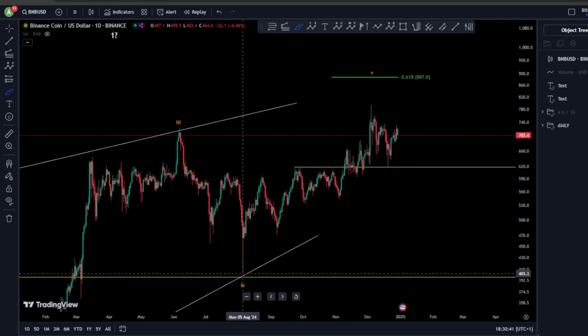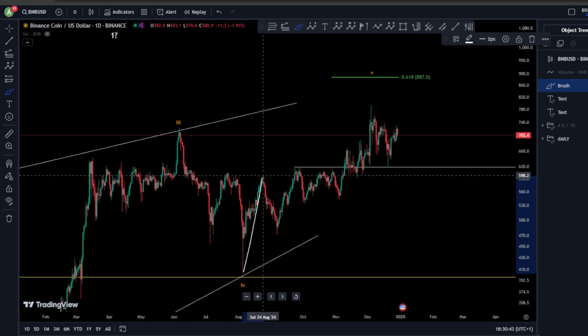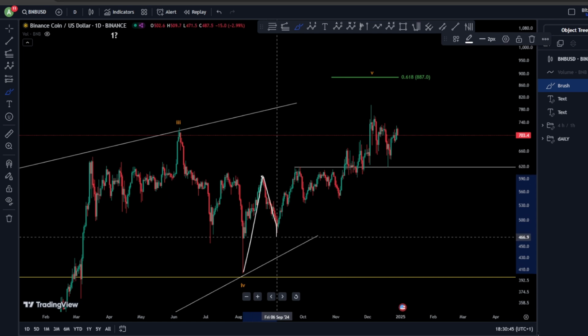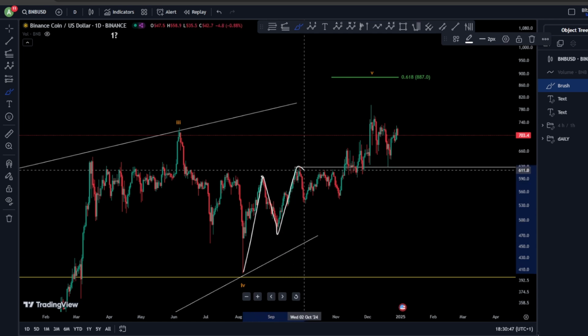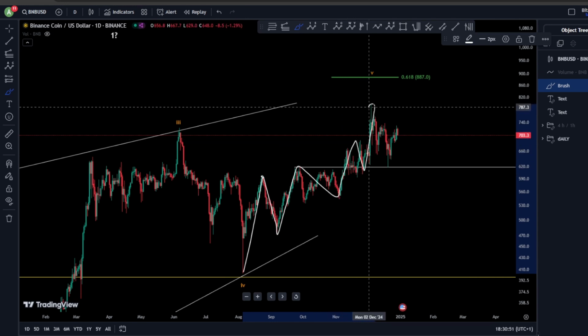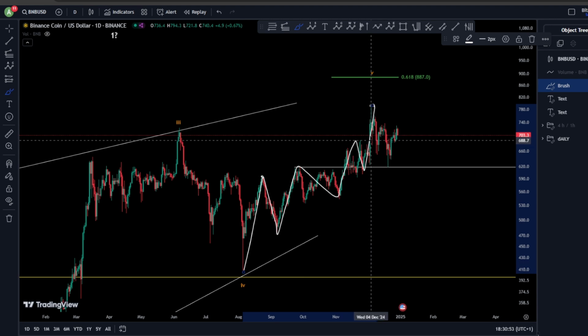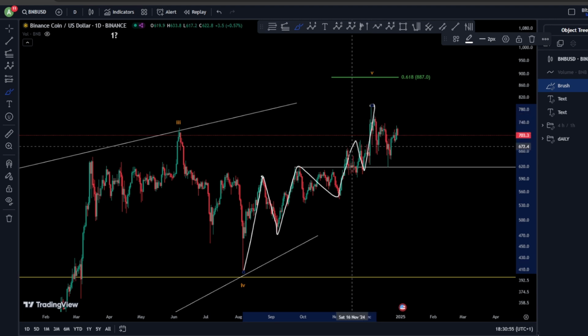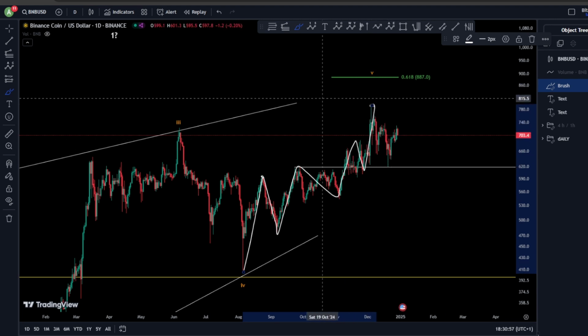And in that case scenario, I have to count, for example, a wave A here and B, and then of course 1, 2, and then 3, probably 4, and 5 already finished as ending diagonal. And that means, guys, that possibly we have even finished this wave 5.